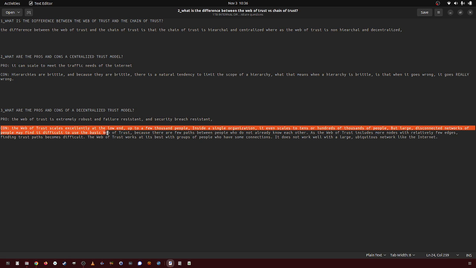people may find it difficult to use the basic web of trust because there are few paths between people who do not already know each other. As the web of trust includes more nodes with relatively few edges, finding trust paths becomes more difficult. Web of trust works at its best with groups of people who have some connections. It does not work well with large ubiquitous networks like the internet.